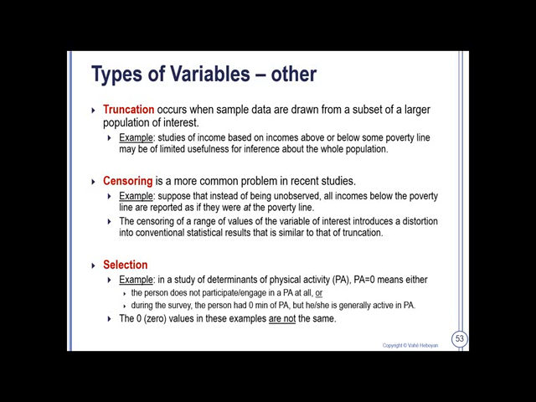So as you see, we are going to record 0 in either case, but these are not the same zeros, right? We already know that in one case, the person is physically active, but did not exercise because he or she was traveling or was sick. In the other case, the person simply does not exercise at all. The person is not physically active, even though both cases are coded as 0.